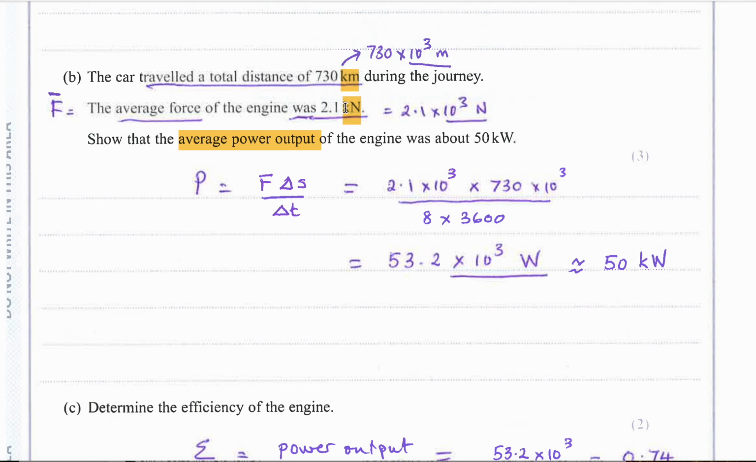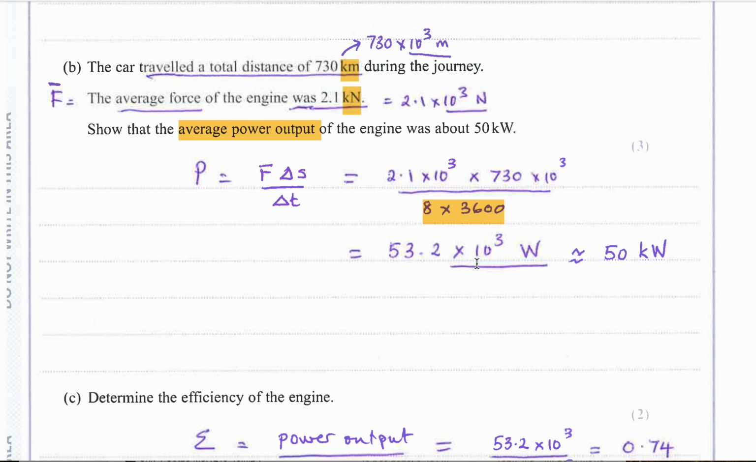So we know the average force is 2.1 kilonewtons, and if we know the average force and we know that the distance was 730 kilometers, force times distance over time taken, you'd be able to work it out. So force is 2.1 times 10 to the 3 from here. 730 kilometers in standard form has been converted from the information given, and you divide it by the time, which is again 8 hours, the same time as before. And therefore you work out that the power output was approximately 50 kilowatts. It comes out to 53.2 times 10 to the 3, which is kilowatts.